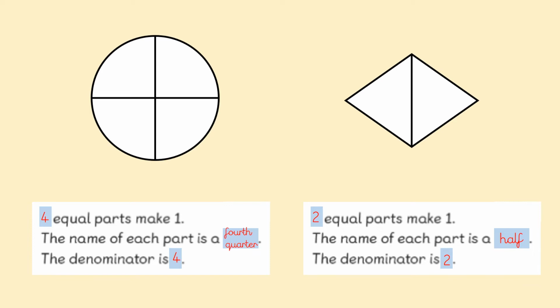Well done if you got these. So the circle has 4 equal parts that make up one whole circle. The name of each part is a fourth or a quarter, and the denominator is 4. For the diamond, there are 2 equal parts, 2 equal triangles that add together to make one whole diamond. The name of each part is a half, and the denominator is 2. Because there are 2 equal parts, we're talking about halves.